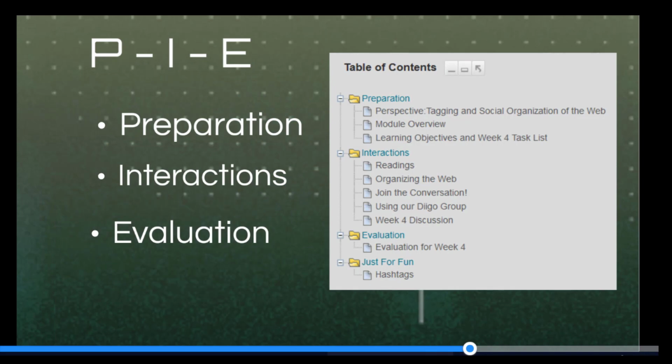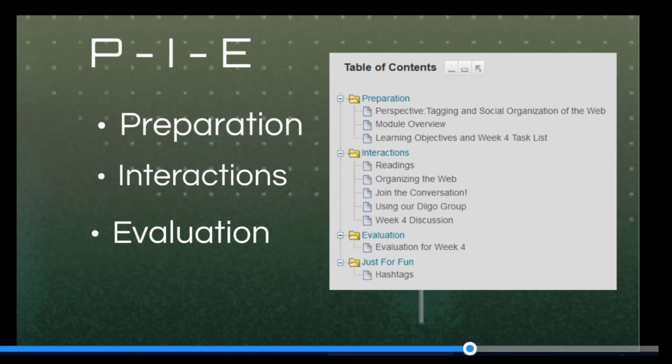If you've not had me before, you will recognize rather quickly that I use a process called PIE to organize my weekly lessons. PIE stands for Preparation, Interactions, and Evaluation. And this comes out of St. Leo University down in Florida. They've been doing this for about a decade, and I really like the idea for an online class. So you'll see when you look at the class that I've organized each week under these 3 folders.